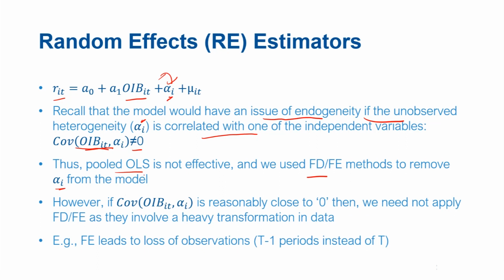However, if you have a strong reason to believe that this correlation or covariance between the unobserved heterogeneity and the independent variable is close to zero, then you need not go ahead for such heavy transformations as FD or FE, as they require a lot of heavy transformation of data. For example, FE transformation leads to loss of one observation. It involves variables not at levels, it drastically transforms the original model. For example, FD leads to differences rather than levels. Such drastic, radical transformations of the original model are not very desirable and lead to less efficient estimators, as we'll see later.